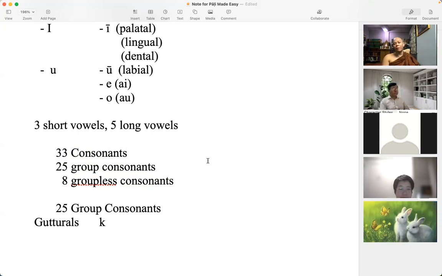Or the other way, a snap of the finger like this. One snap of the finger is equal to the short sound, but the long one is equal to double snaps of the finger. So in this way it is also explained.